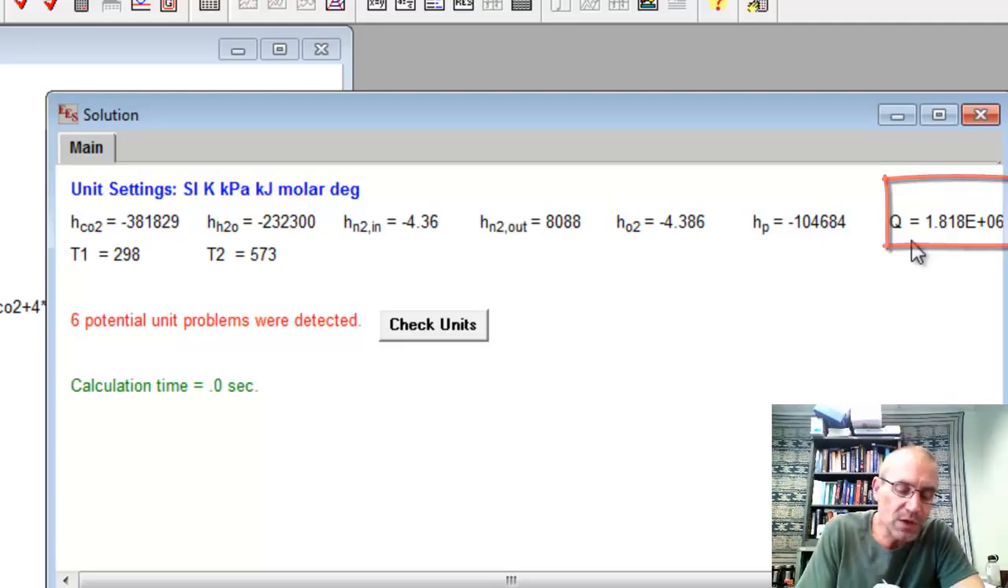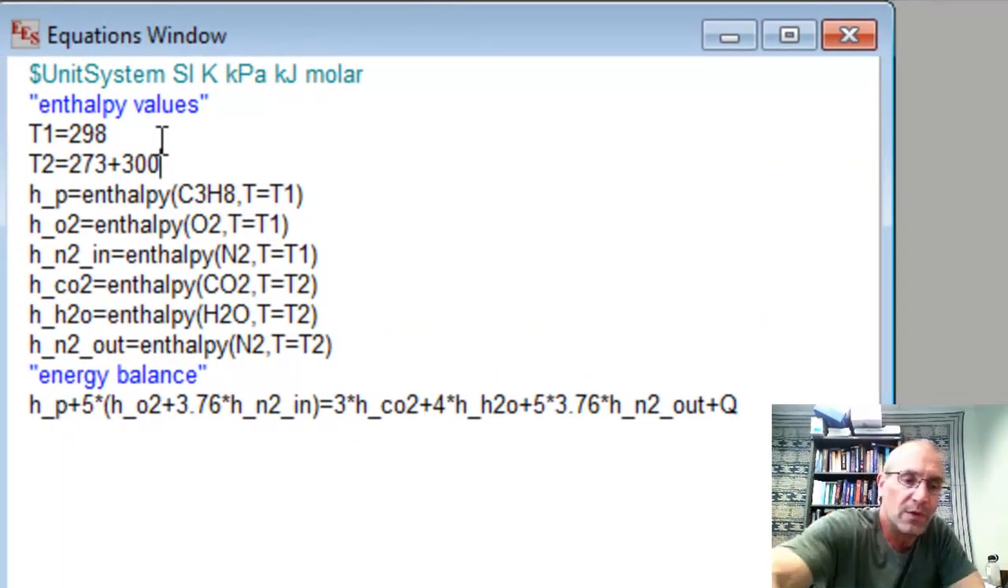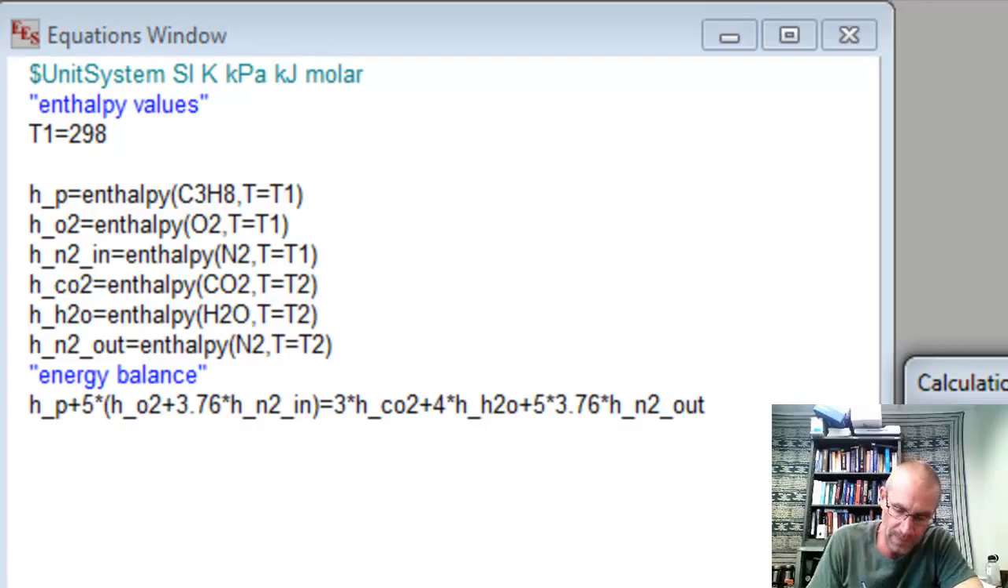So if I'm going to solve for the adiabatic flame temperature, that means I don't know T2. So effectively, I'm just going to delete that because I don't know what T2 is. But also, I know that Q is 0, so I can delete that too. And EES is going to implicitly solve for a value of T2 that satisfies my energy balance. Okay.